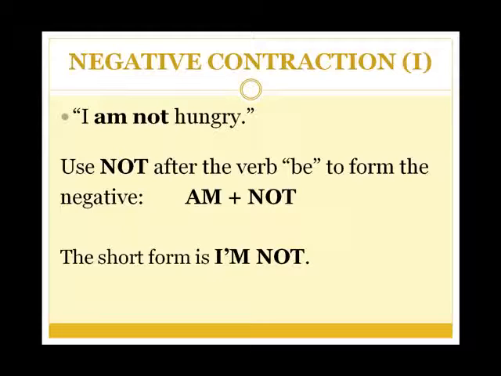I'm not hungry. The negative contraction with I. Example, I am not hungry. Remember, use not after the verb be to form the negative, as in am not. The short form is I'm not.